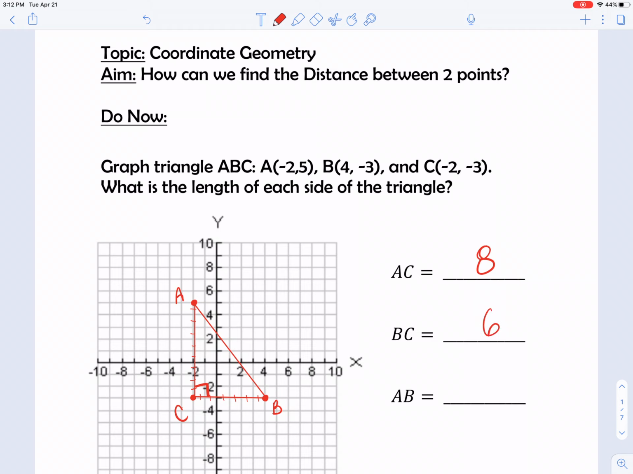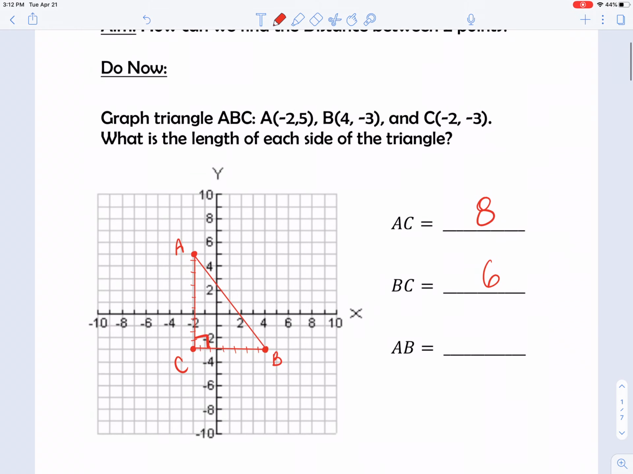And then how can we find the length AB considering we can't count the boxes because it's not vertical or horizontal? But since we have a right triangle that's 6 and 8, it's a 3, 4, 5 right triangle times 2, the 6, 8, 10. So AB is 10.